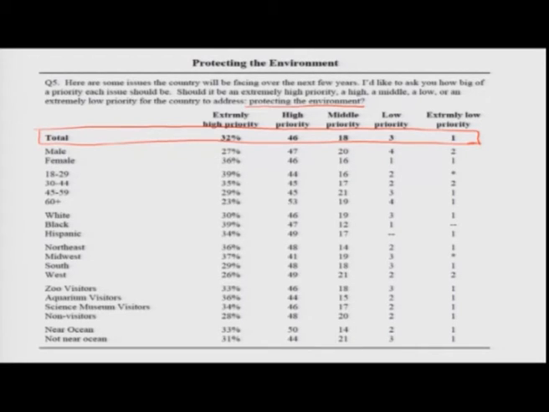Similarly, age ranges you can see here: 18 to 29, 30 to 44, 45 to 59, 60 plus, then white, black, Hispanic. So, you see here, and then geographic regions northeast, midwest, south and west. Then zoo visitors, aquarium visitors, science museum visitors, non-visitors. So, here probably you can see that these numbers are relatively high when compared to this number. So, these things will be your next step, you interpret these stats.